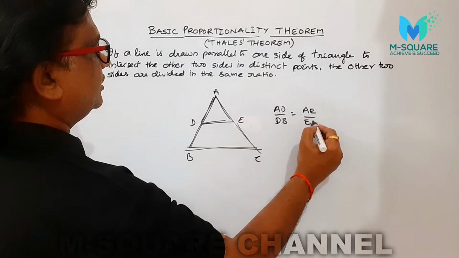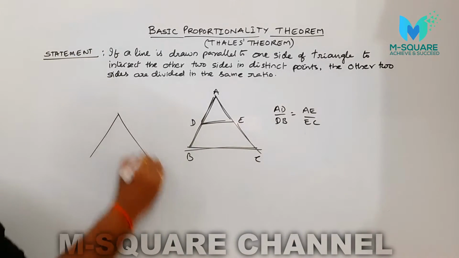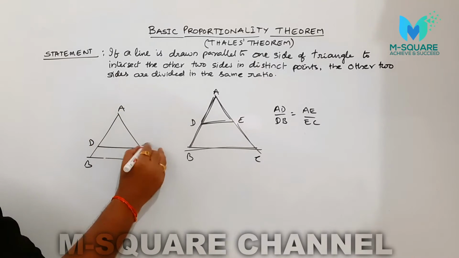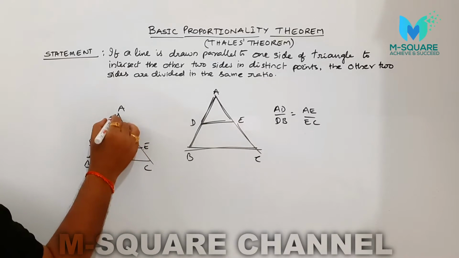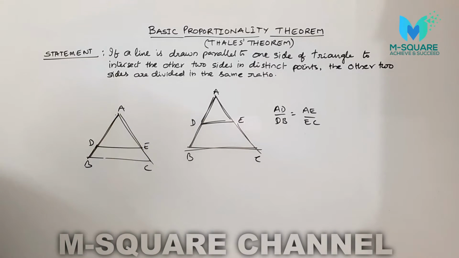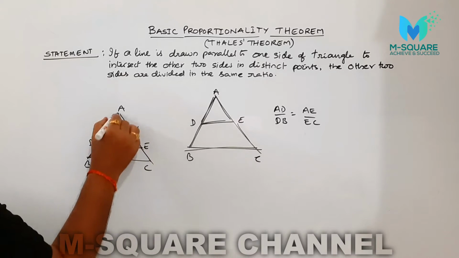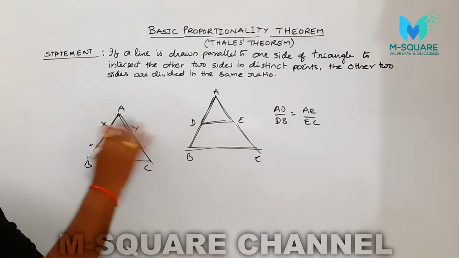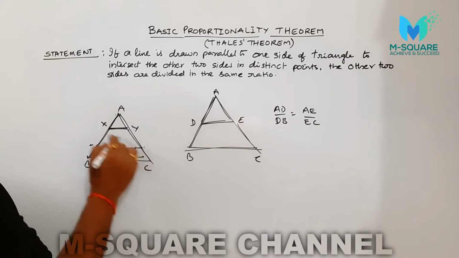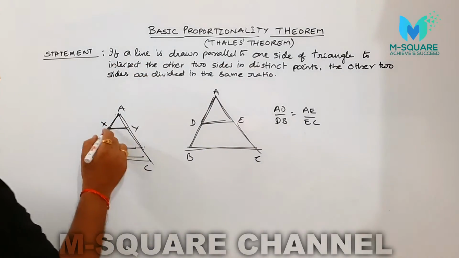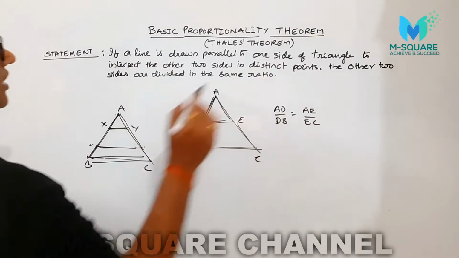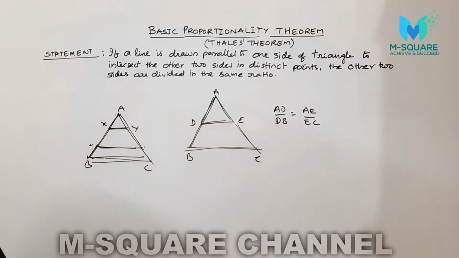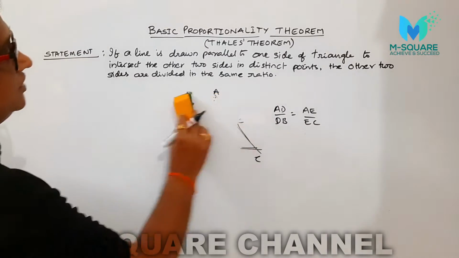If you take it anywhere, suppose I take another triangle ABC with D and E, we can again take AD by DB equal to AE by EC. Similarly, if you take XY here, AX by XB equals AY by YC. So anywhere, but the line should be parallel. A line drawn parallel to one side of a triangle to intersect the other two sides in distinct points divides the other two sides in the same ratio.